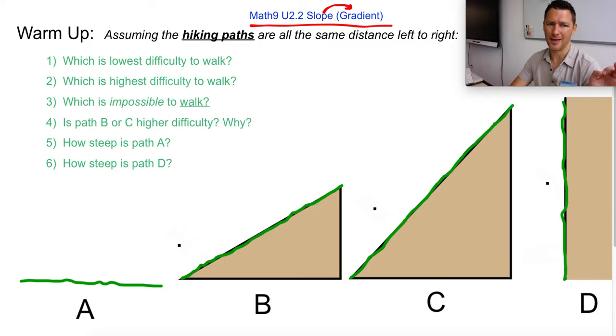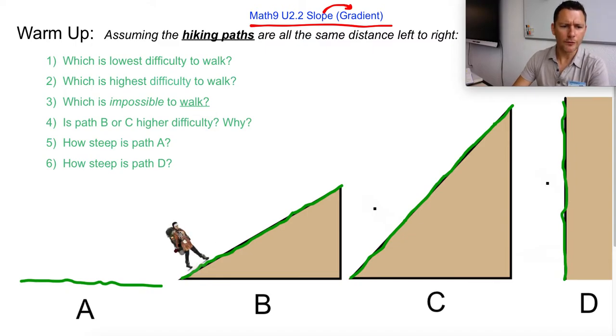What I'd like you to think about as a warm up to this idea is, if you were hiking along these paths, which one would be the steepest? Which is the lowest difficulty, which is the highest difficulty to walk, which is impossible to walk, and kick that idea around. We can get technical, but think about it just like walking with a backpack on. Pause me until you have thought about that a little bit. Go.